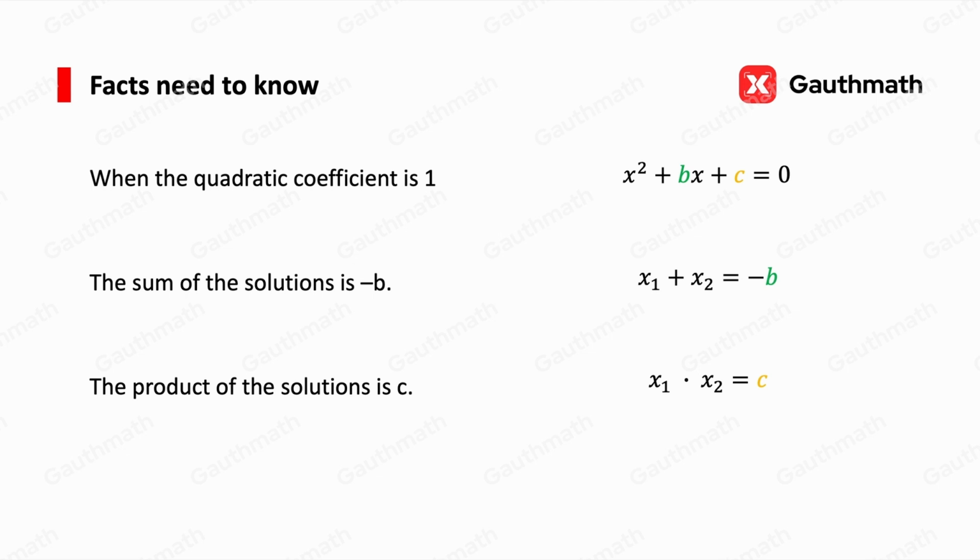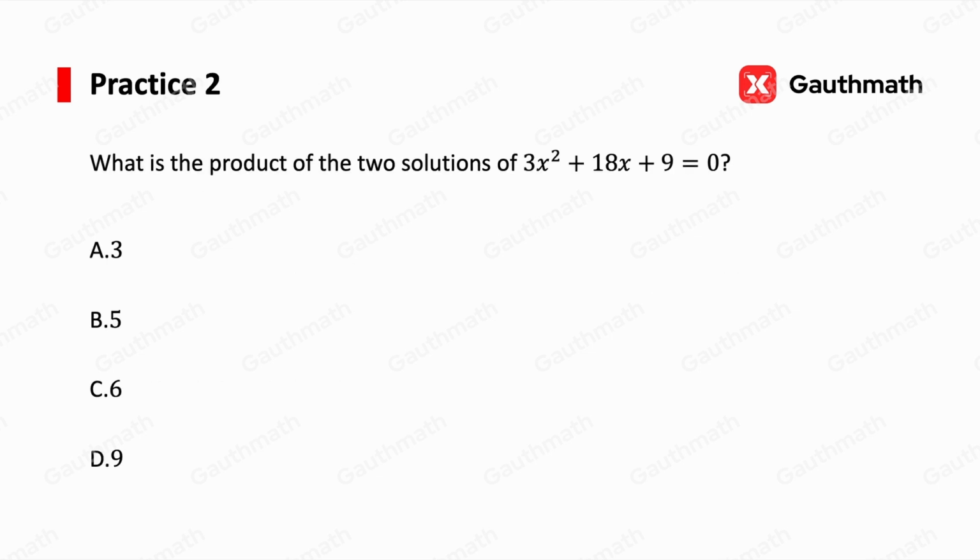We may do one more practice here. What is the product of the two solutions of 3x squared plus 18x plus 9 equals 0? We may factor out the 3 first. So the equation becomes 3 times x squared plus 6x plus 3 equals 0. Then we may divide by 3 on both sides, and the equation becomes x squared plus 6x plus 3 equals 0.